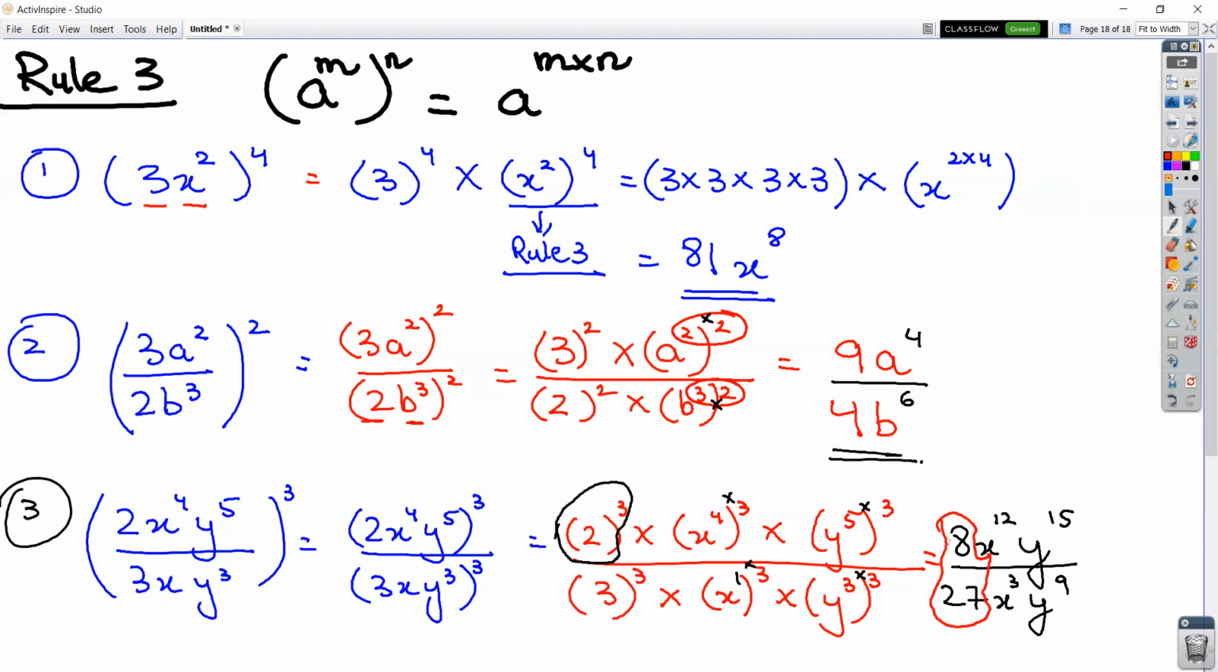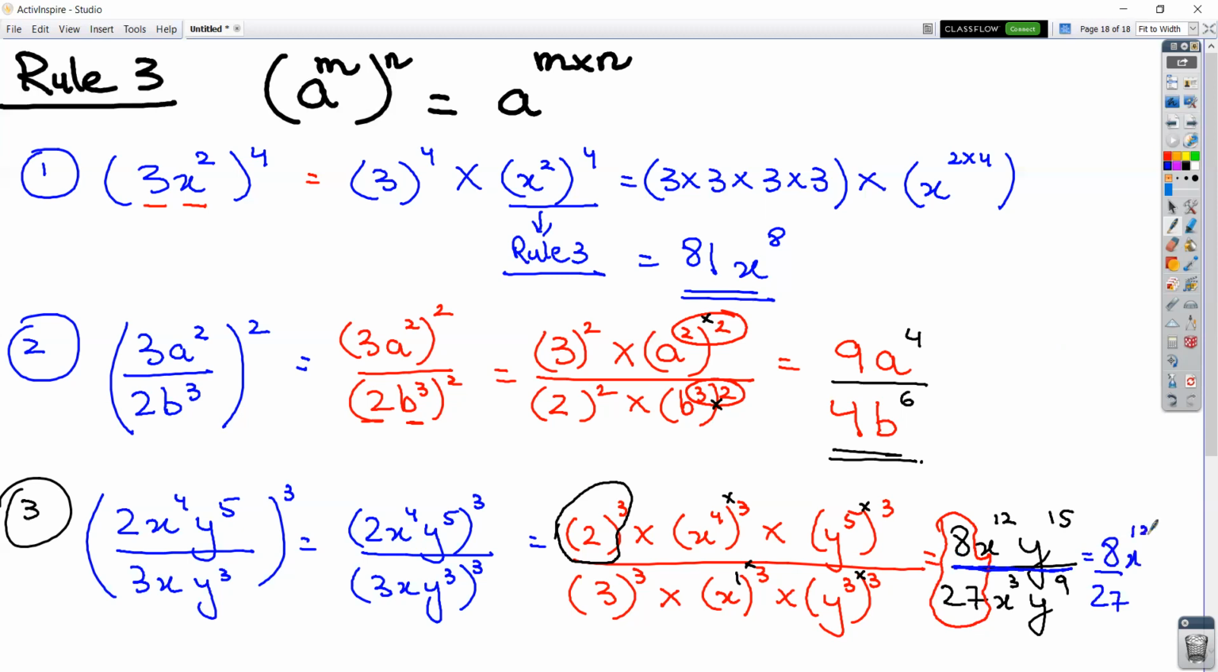So this is already in the simplified form. We're going to keep them the same. So this would be here, which is 8 over 27. Now we're going to go on the x variable, because we have the x variable on the top and we are having the x variable in the denominator. This line indicates divide. So it means whatever the powers are, we're going to minus the power.